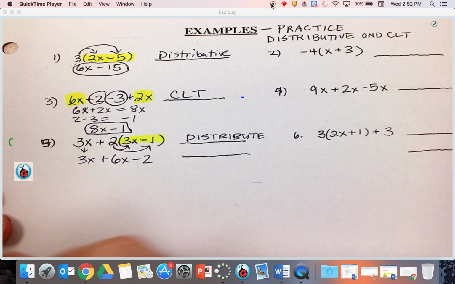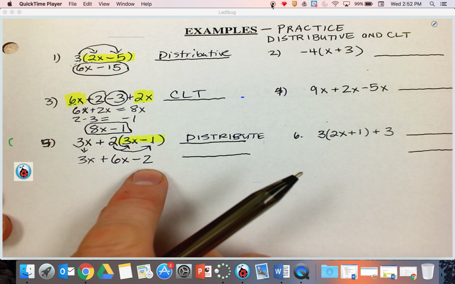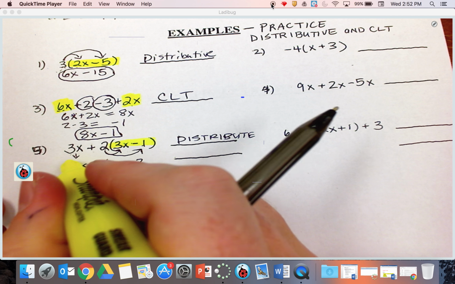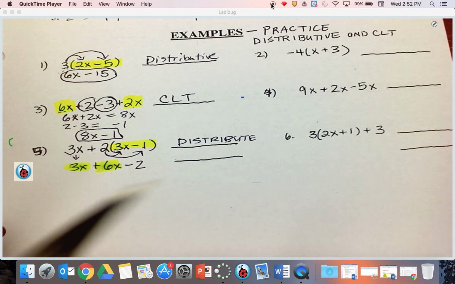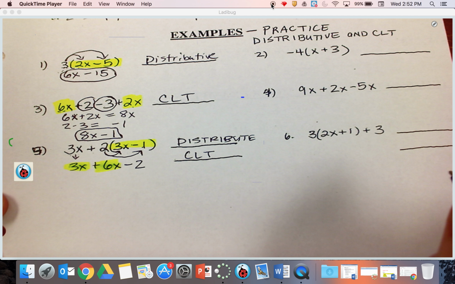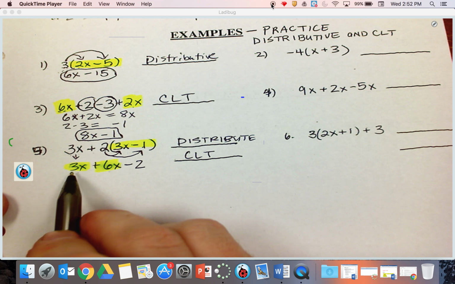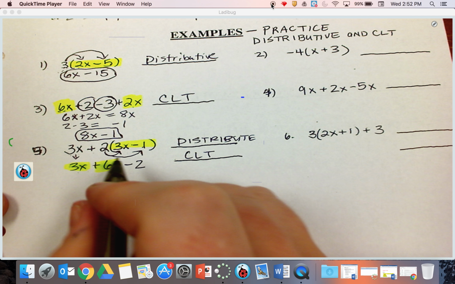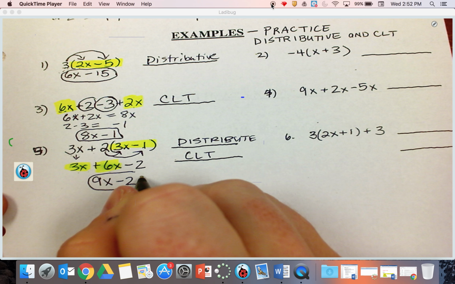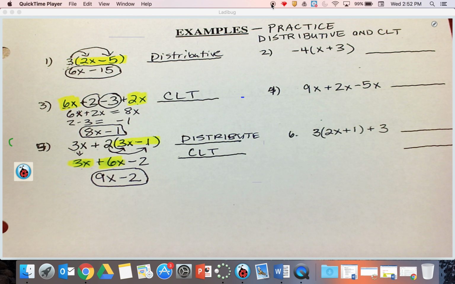So the first step was distributing. I'm not quite done yet because I still need to clean this up a little bit. I have two terms that are alike, my 3x term and my 6x term. So I'm going to combine like terms. When I combine those two together, 3x plus 6x gives me 9x, take away 2. That will be your solution there. So that's just to practice with distributive property and combining like terms.